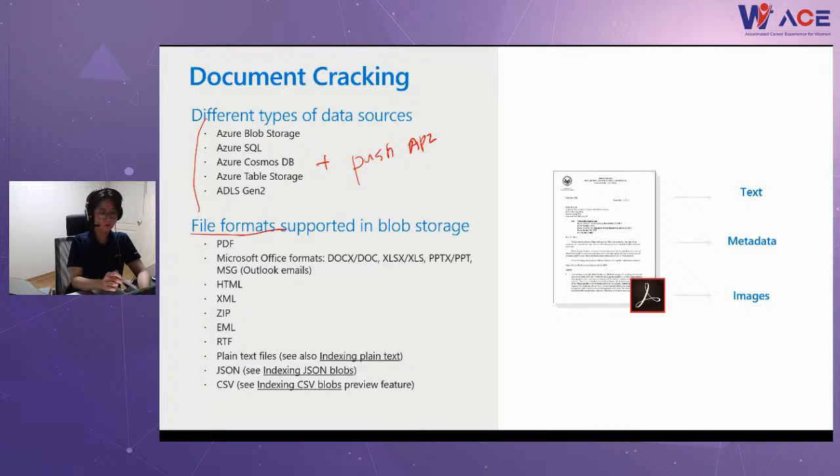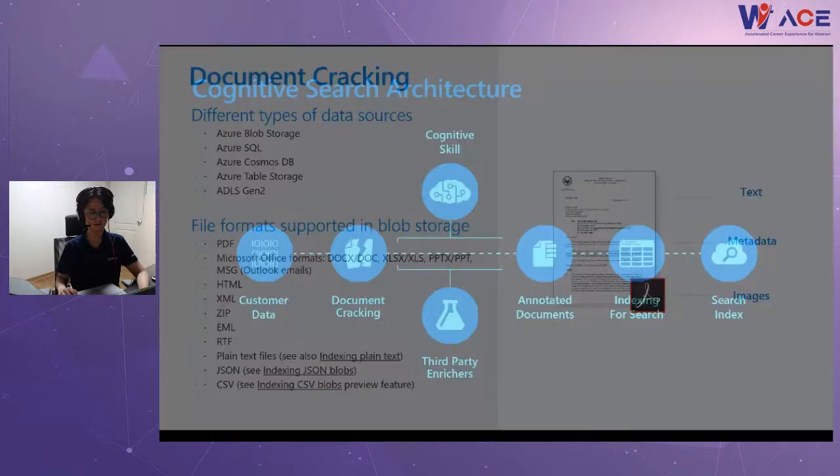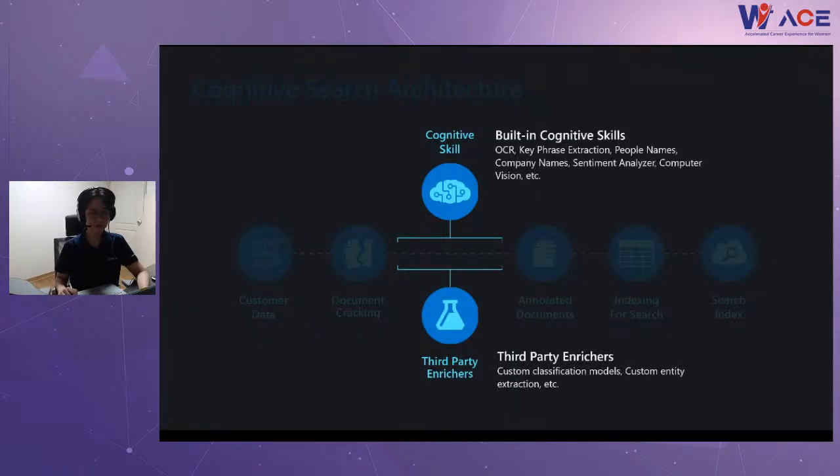Cognitive search also supports various types of file formats. The basic process, again, is it just extracts the contents and the metadata, or if there are embedded images, it will extract these images. Once basic document cracking is done, cognitive search adds and extracts more insights from the original document. We call it cognitive skills or the skill sets.